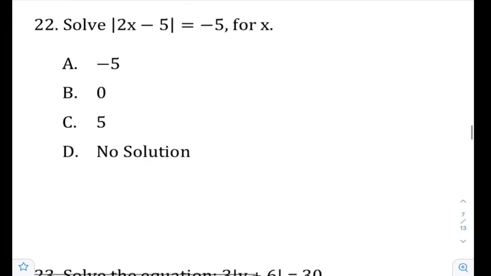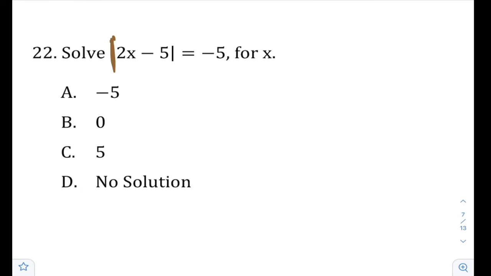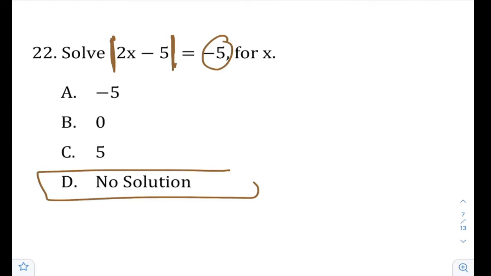Now we move to the absolute value equation. Remember, the absolute value is always positive. The absolute value will always be positive or zero. So whenever you have an absolute value alone on one side equal to a negative number, without thinking, no solution. It's the empty set. There is no value that makes this equation correct.